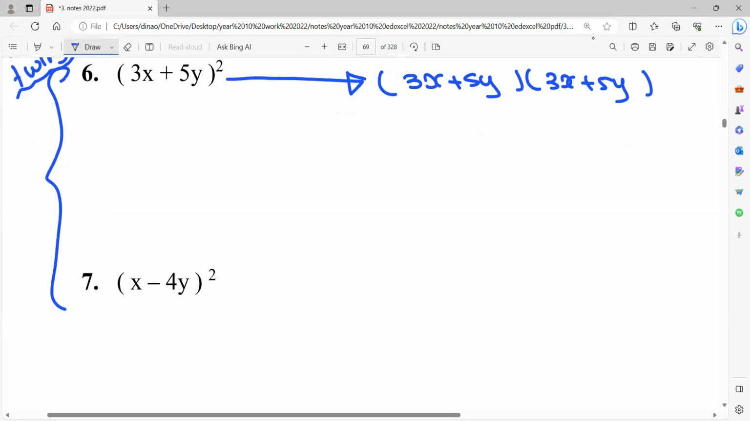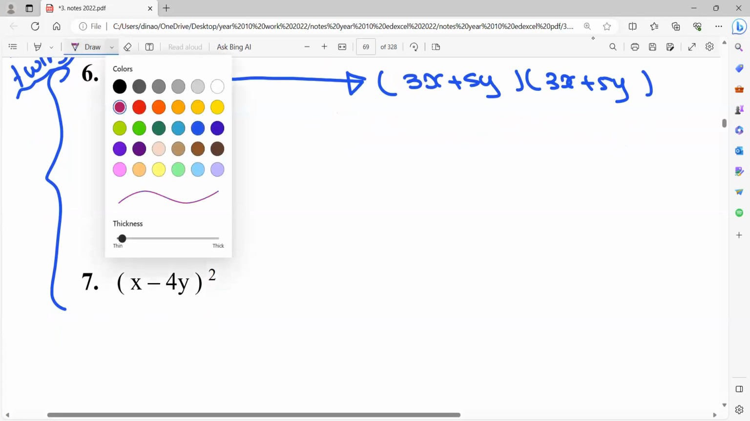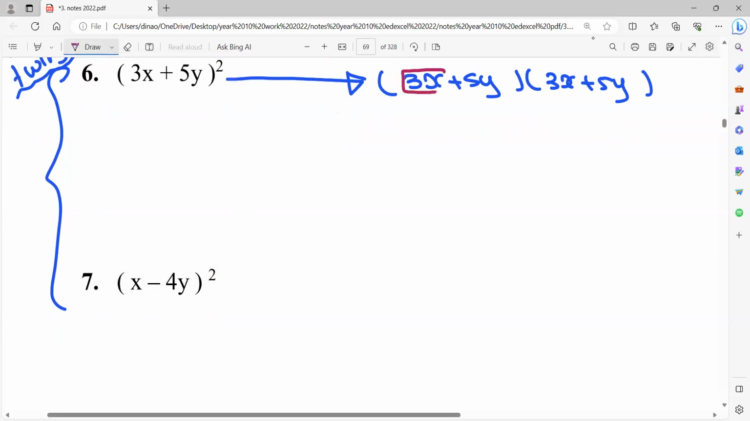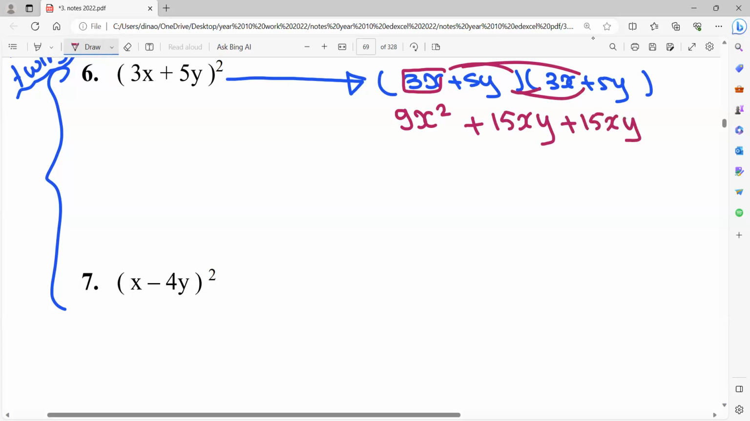Can I use the same procedure in multiplying these two? Definitely. I will take the first term, multiply here, multiply there. So let's do that together. 3x times 3x is 9x squared. 3x times 5y is positive 15xy, and you can shuffle the letters into yx, doesn't make a difference. Then take the second term, multiply here and then there. So I get positive 5 times 3x is positive 15xy.